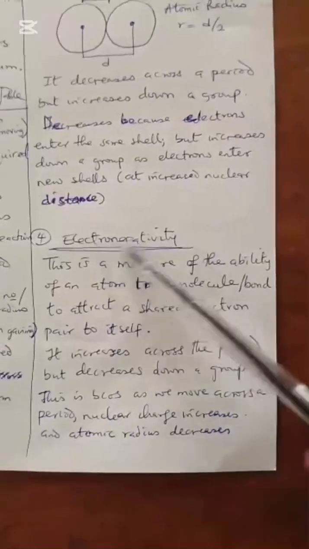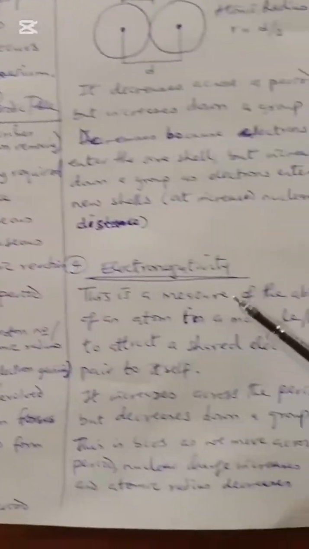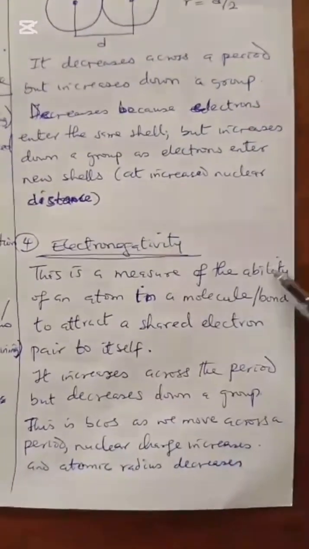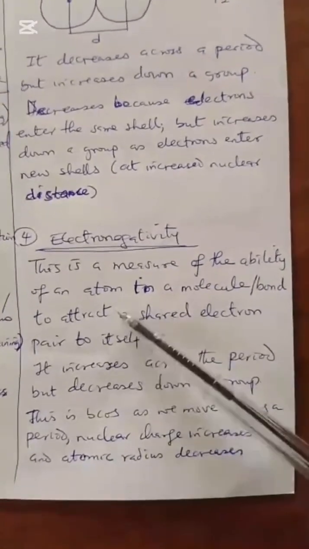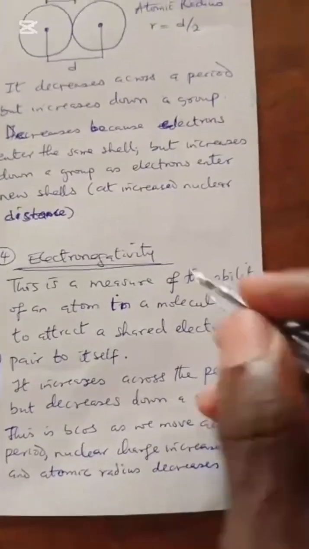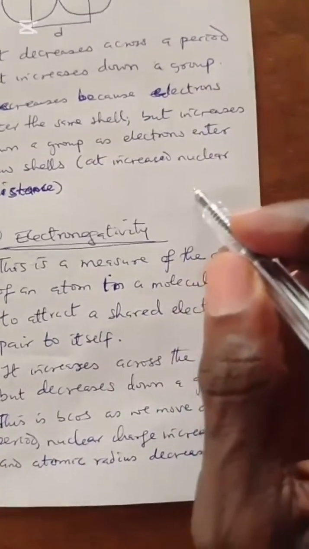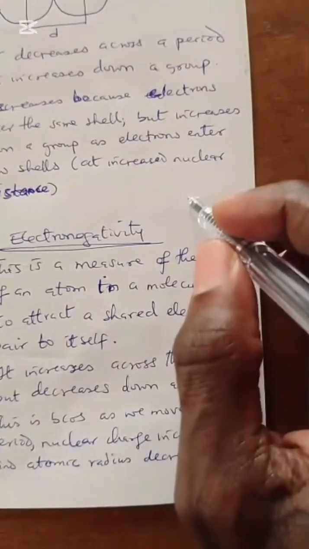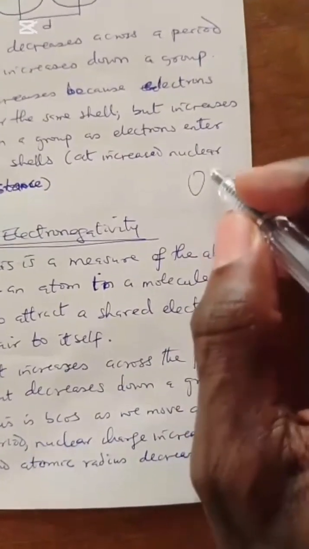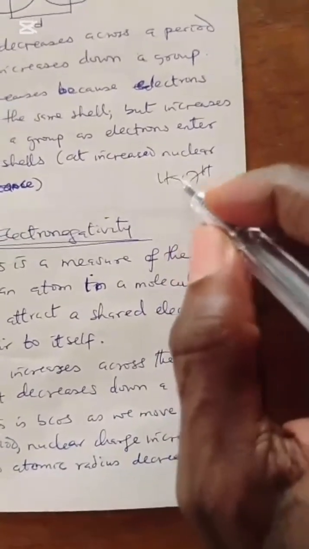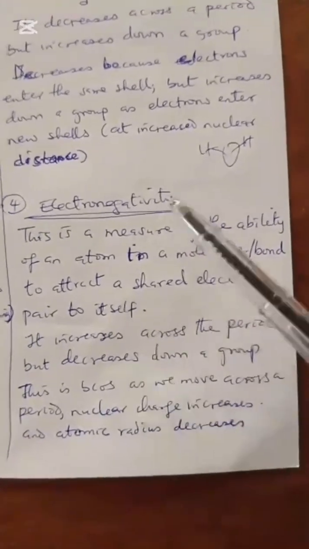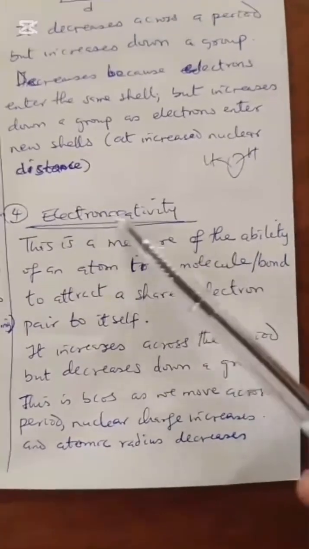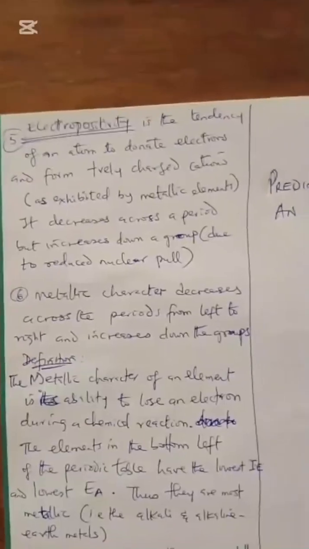Electronegativity is the 4th property of elements in the periodic table we are going to look at. This is a measure of the ability of an atom in a molecule or bond to attract a shared electron pair to itself, like maybe water, for instance. You have your water, H2O. So you have oxygen, and you have hydrogen here. So the ability of the oxygen to attract a shared electron pair to itself is the property of electronegativity.